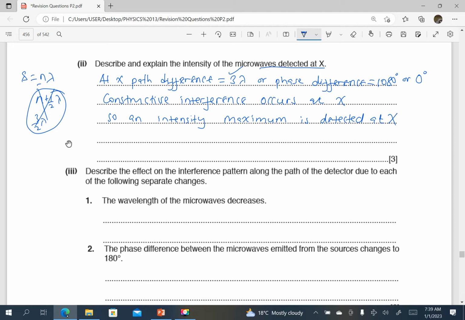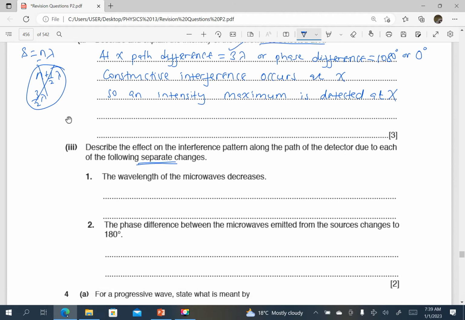Describe the effect on the interference pattern along the path of the detector due to each of the following separate changes, not at the same time. Number 1, the wavelength of the microwaves decreases. What happens to the interference pattern? What is the effect of the wavelength?